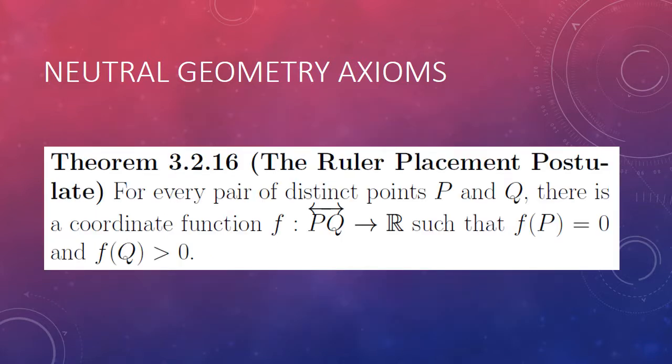This theorem, the ruler placement postulate, says that in addition to being able to place a ruler on every line, we can actually choose where we place it. So a ruler is basically a real line that we match up to the line we're talking about. In particular, I can pick where the 0 should be and which side of the line should be positive. So if I start with 2 points, no matter what 2 points I have, I can find a coordinate function that makes P the 0, so I line the ruler up with the 0, and then I flip the ruler accordingly so that Q is on the positive side.